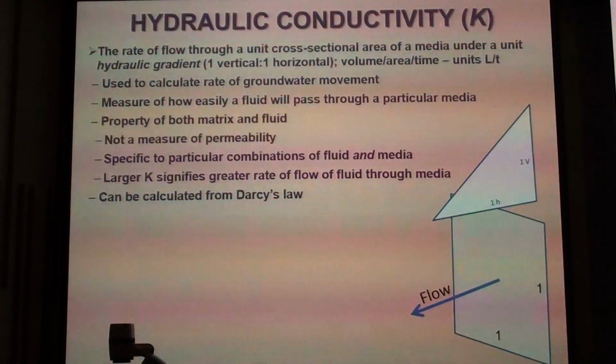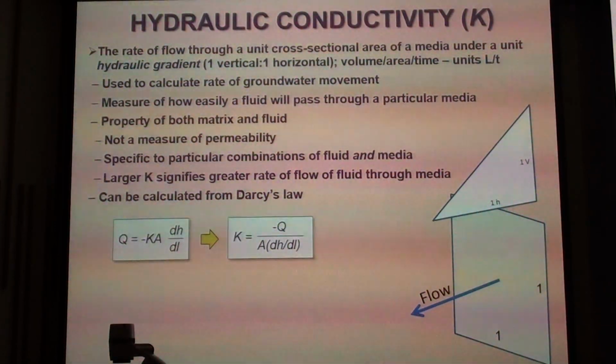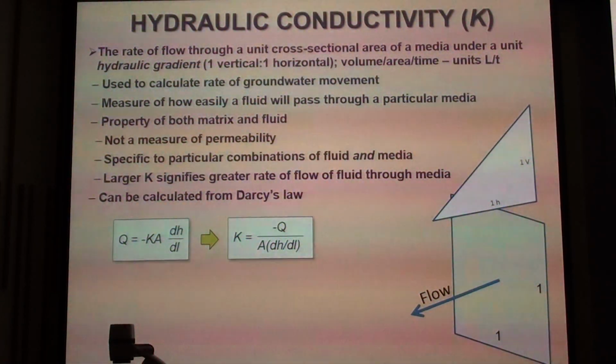And you can calculate K using Darcy's law, because it was part of Darcy's law before, so by rearranging equations, you can calculate what K is. So Q equals K times the area times the hydraulic gradient. Of course, you can rearrange things. K becomes discharge over the area times the hydraulic gradient. So you can calculate that.